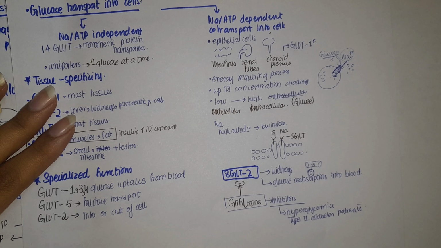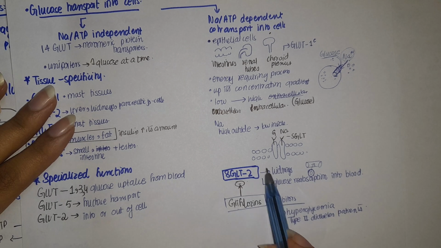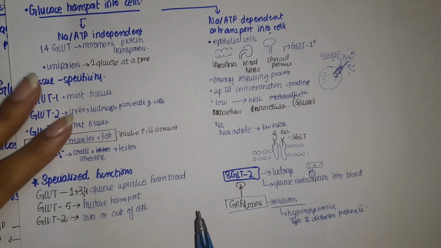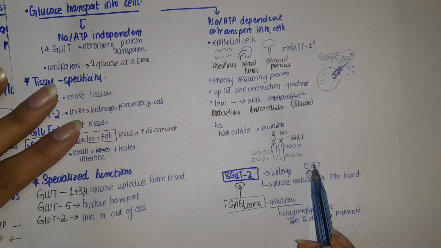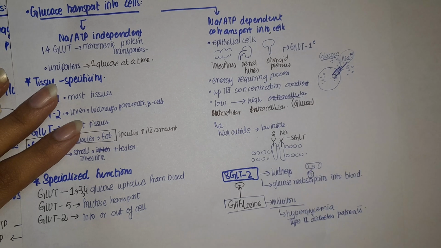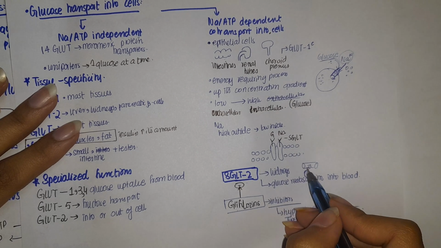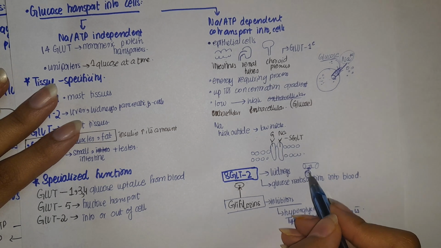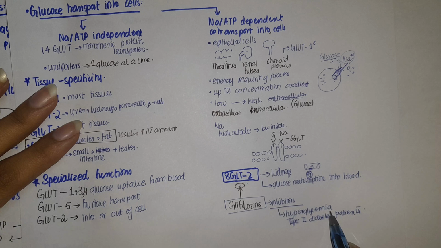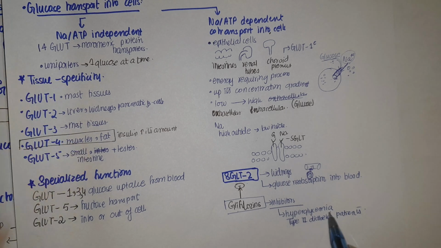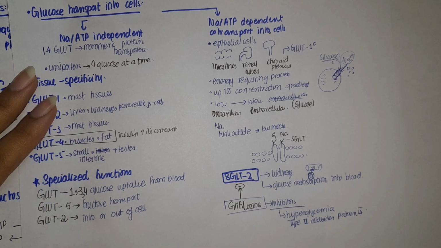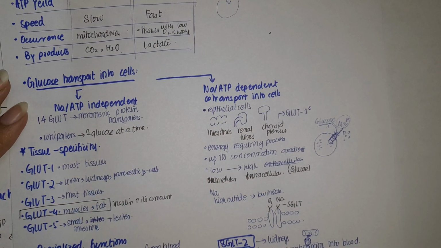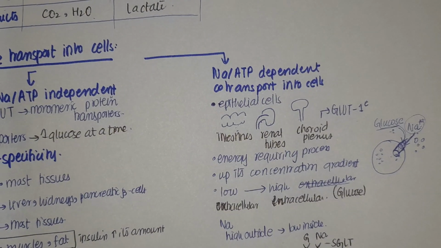And how can we stop this hyperglycemia? By inactivating substances that are causing the glucose to go into the blood. And what was causing glucose to go into the blood? SGLT2. So whenever we inhibit this SGLT2, glucose will not go into the blood, rather it will stay inside the cell. So it is a treatment of hyperglycemia or high blood glucose in type 2 diabetes patients. I hope you understood.